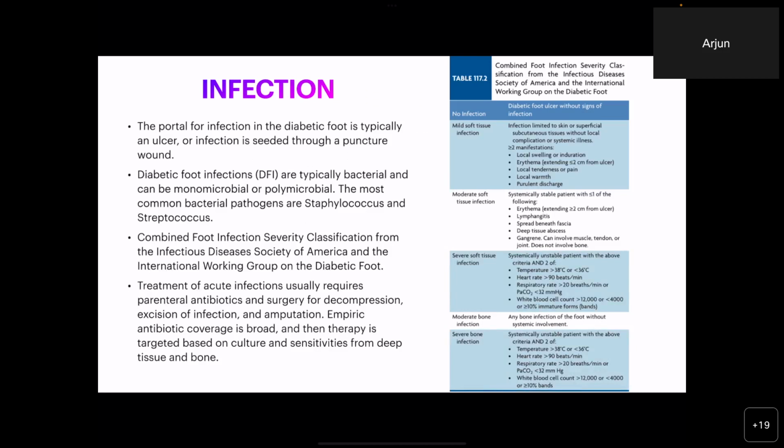The combined foot infection severity classification from the Infectious Diseases Society of America and the International Working Group on the Diabetic Foot gives a glimpse of the classification, where it is classified into mild soft tissue infection, moderate, severe, moderate bone infection, and severe bone infection. Treatment of acute infection usually requires parenteral antibiotics, surgery for decompression, excision of infection, and amputation. Empiric antibiotic coverage is broad, and then the therapy is targeted based on the culture and sensitivities from deep tissue and bones.